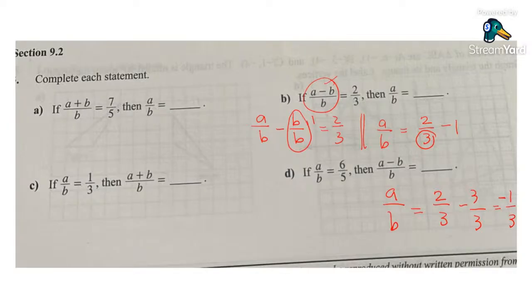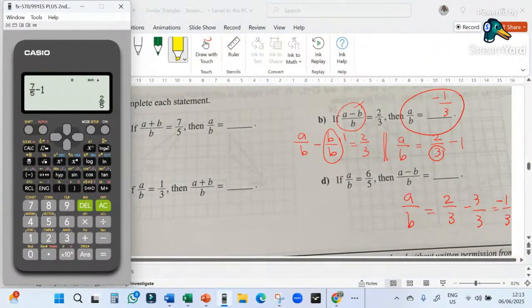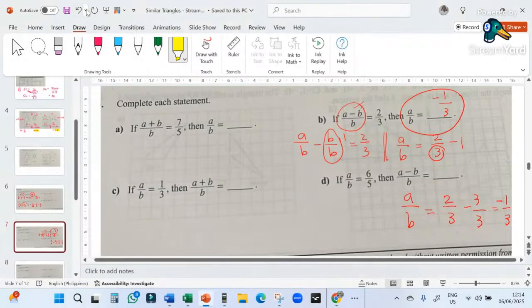How did that come out? 2 minus 3, you have a negative 1 difference, and then you just copy the denominator. So A over B is a negative 1/3. That's the answer. Let's put that in the calculator. 2/3 minus 1 equals, it's a negative 1/3 fraction. Okay, right.